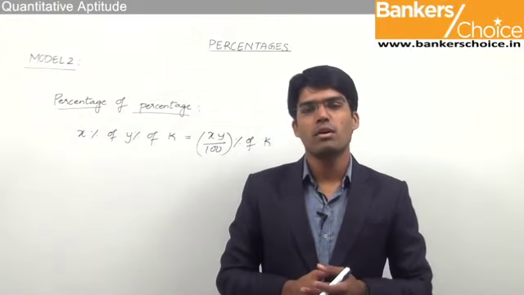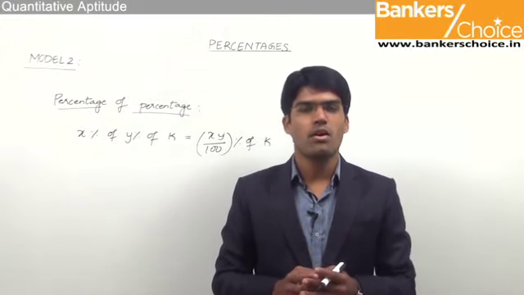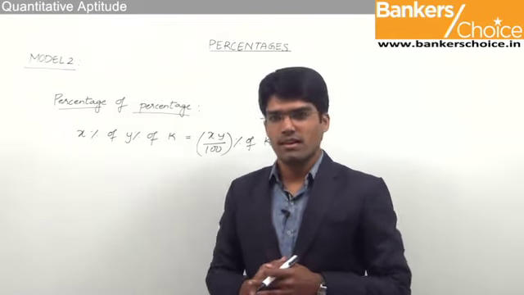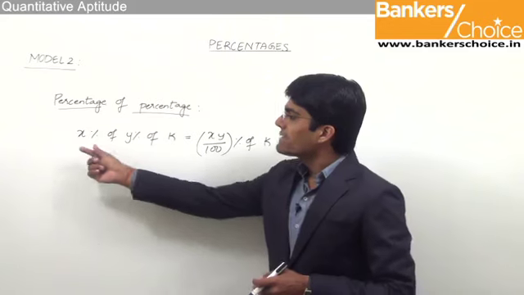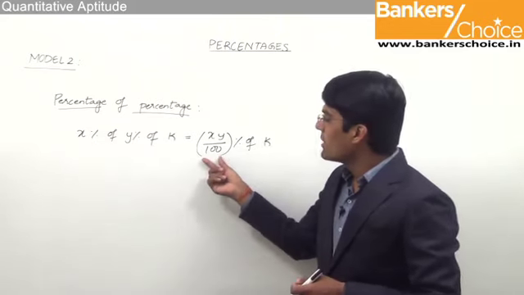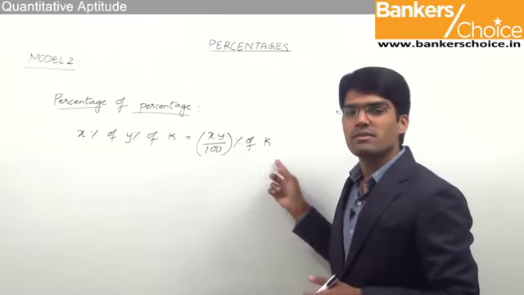Let us now take the second model from this topic, which is based on calculation of a percentage of a percentage. Let's look at this. X% of Y% of K is equal to XY by 100% of K.